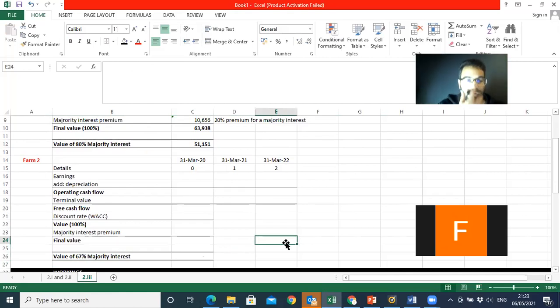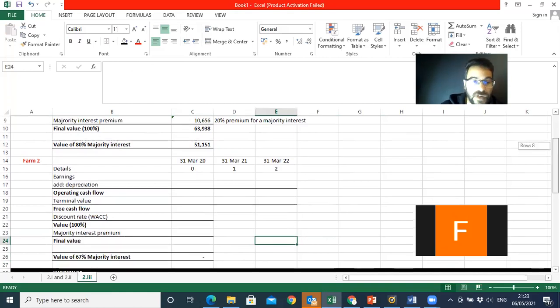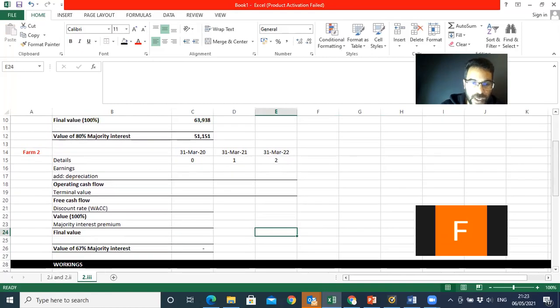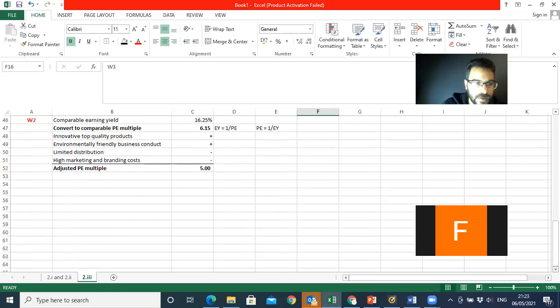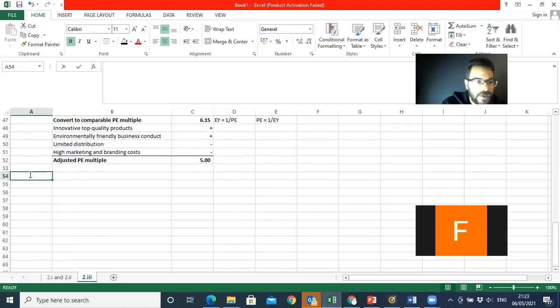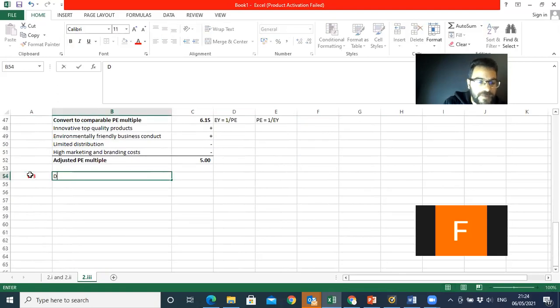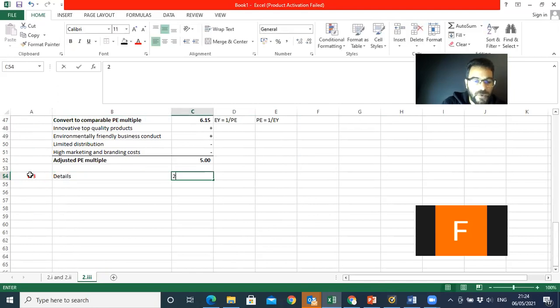So now what we need to do is to actually get the earnings number. Let's go and work it out. Here we're going to put in earnings. To get the earnings, we're going to work with working 3. In working 3, we're going to have details: 2019, 2020 through to 2022.